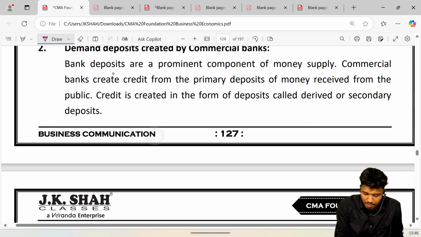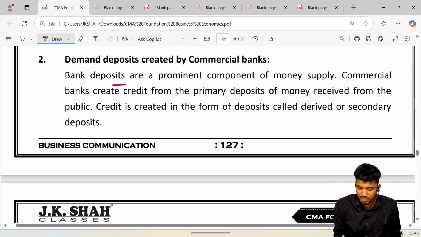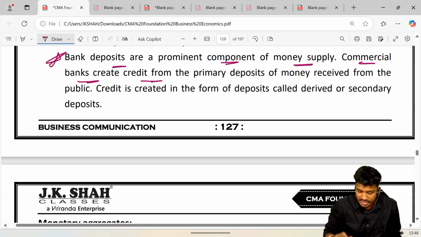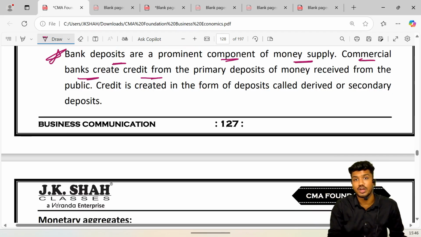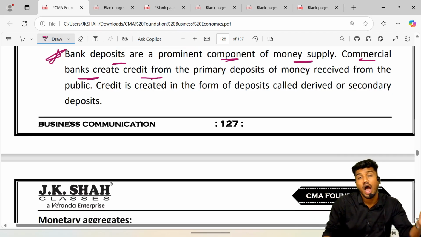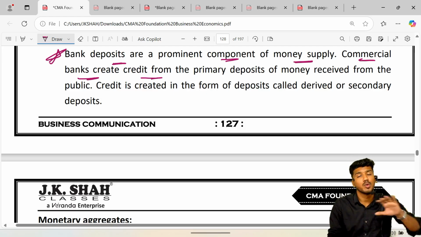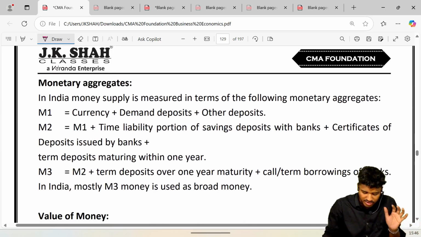See, bank deposits, any form of bank deposits are a prominent component of money supply. Commercial bank creates credit. We're going to study this in depth. That is what is called creation of credit. What is the creation of credit? Who creates the credit? How the credit has been created? We're going to study this in a very, very depth manner.